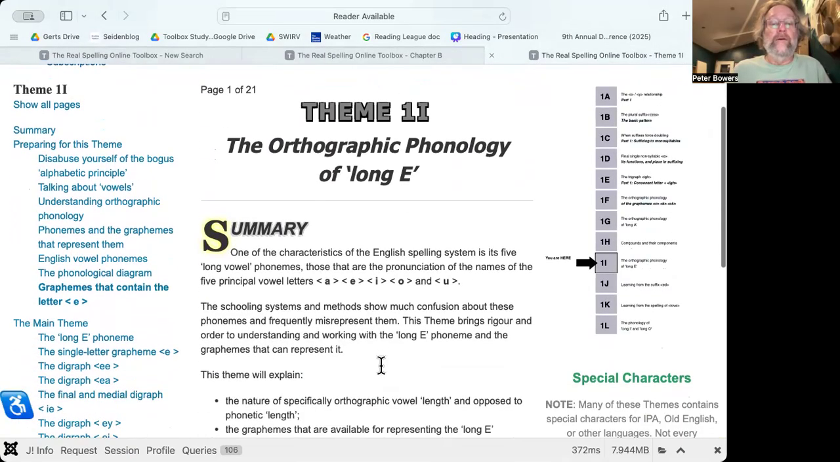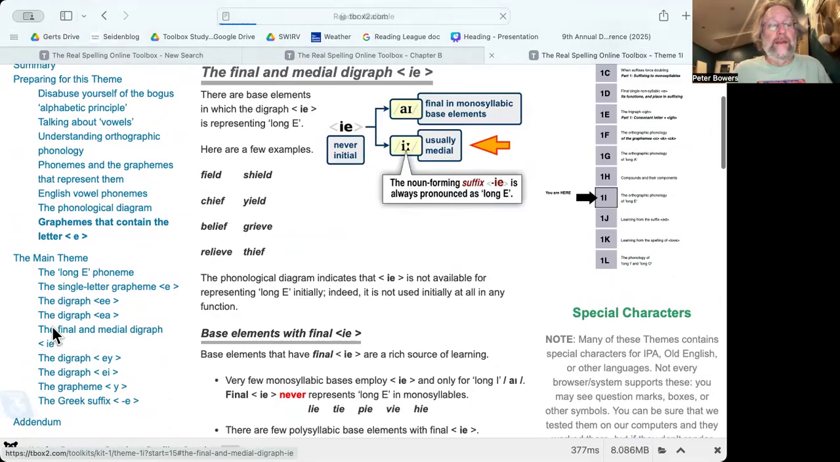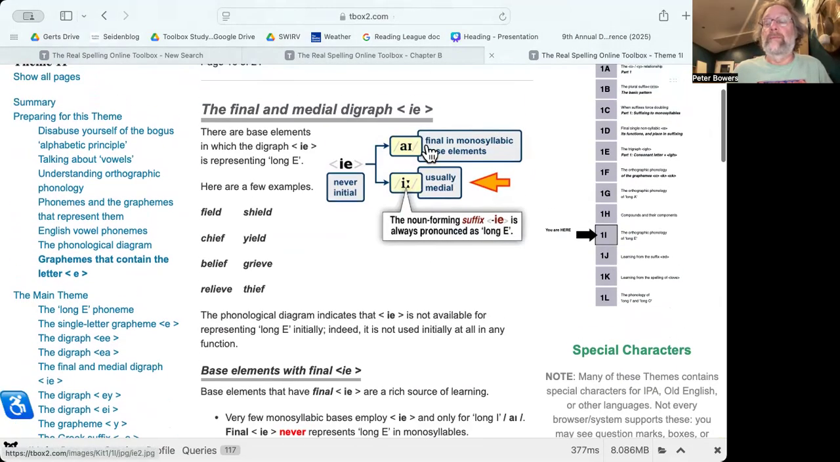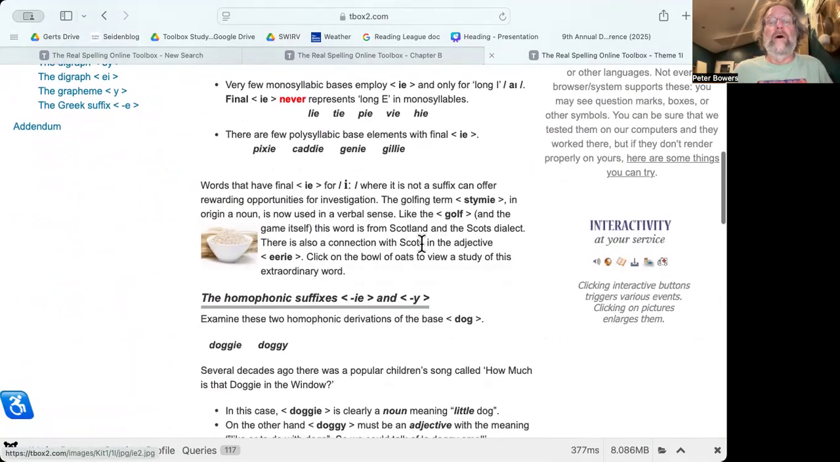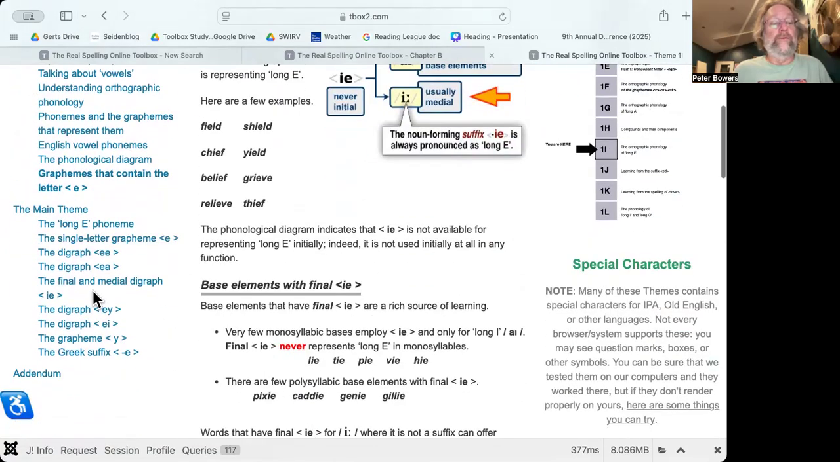And when we look here, what we're going to see, look at that. I can see over here, there's a double E digraph, EA, and the final IE. And then I can get all sorts of information about that here, all sorts of resources. And notice down here, there is also the one for the EI.